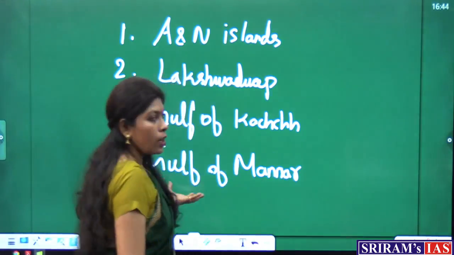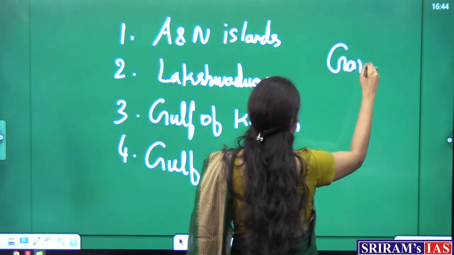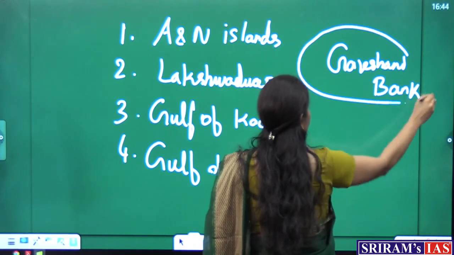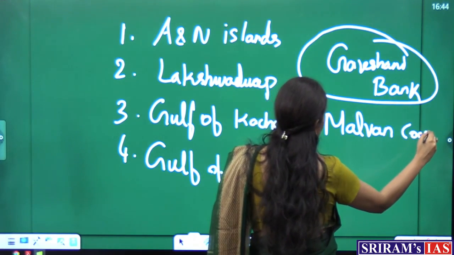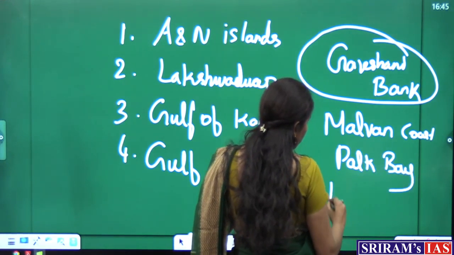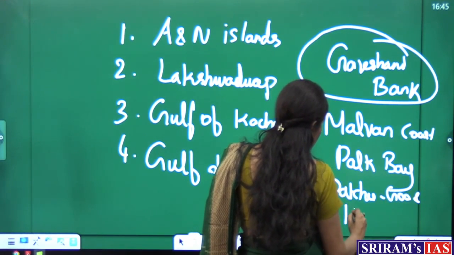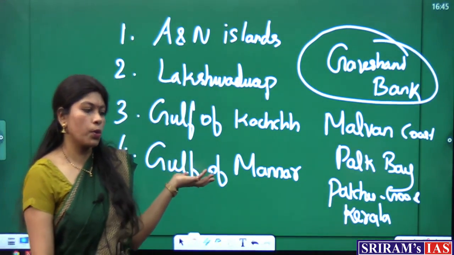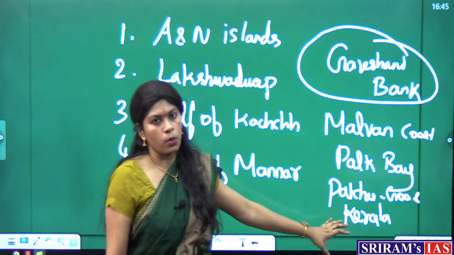Along with this, coral reefs can also be found in Gavashani Bank, near Karnataka. Then the Malvan coast near Mumbai. And apart from this, in Palk Bay you can also find a few corals. Also small patches you can find in Goa and Kerala. So this is the total distribution which I have given for you about the coral reef. These are the 4 areas, and apart from that, in small amounts you will find them here also.